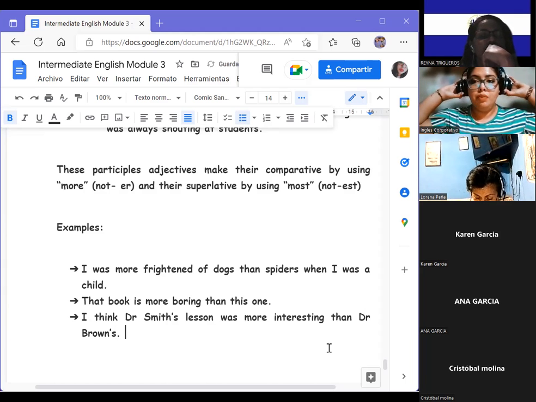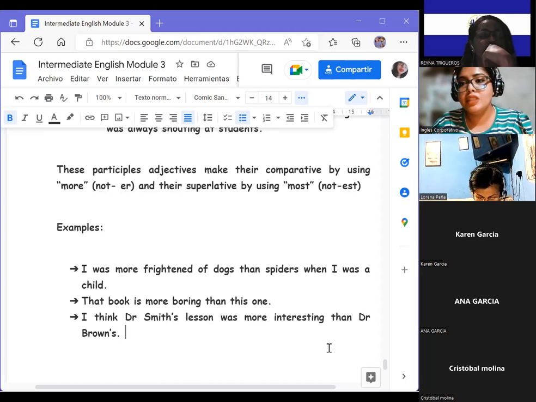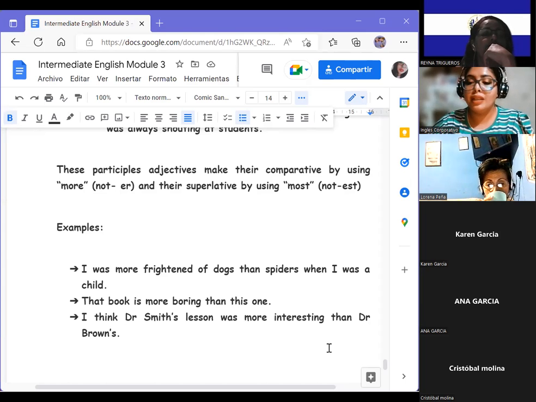So in that case, we have the comparative one and we have the superlative one. I was more frightened of dogs than spiders. We are making a comparison between dogs and spiders and saying that I was more frightened of dogs than spiders when I was a child. Then we have that book is more boring than this one. That is also comparative because we are comparing two books. And the last one, I think Dr. Smith's lesson was more interesting than Dr. Brown's. I am making a comparison between the two classes.